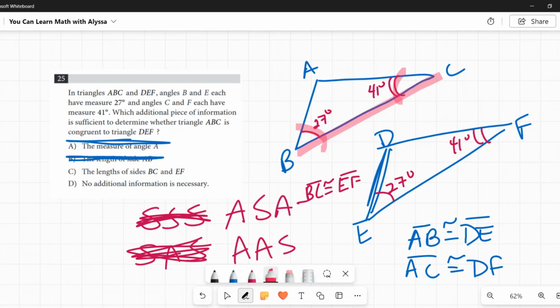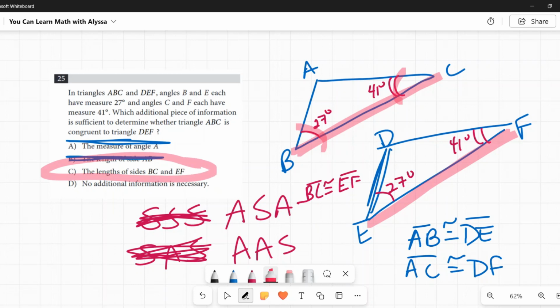C, the lengths of side BC and EF. Yes, there we go. If we knew the lengths of side BC and EF, we'd be able to tell if these triangles were congruent or not. Because if they are the same, they are congruent. If they are not the same, they are not. So we would need to know the lengths of sides BC and EF. That is our answer, C.